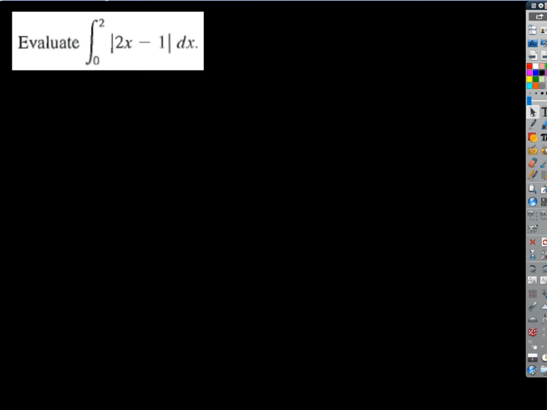So if we wanted to come up with a simple graph of this, what does the graph of the absolute value of 2x minus 1 look like? It's going to be a V. Good. It's going to be a V. And where is the vertex of the V? 0, -1. It's 0.